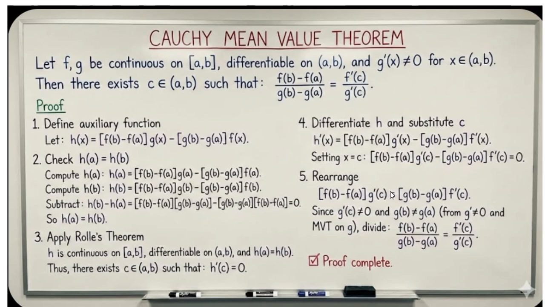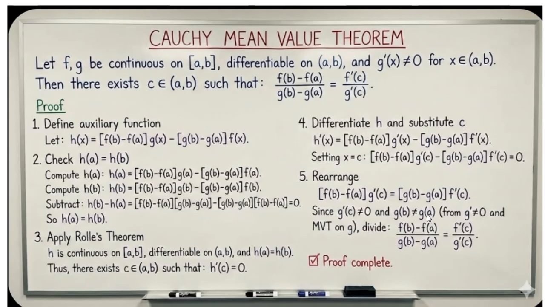Rearranging this, f of b minus f of a into g dash of c is equal to g of b minus g of a into f dash of c. After calculation, you know that whatever we were given, g dash of x is not equal to 0 for every x belonging to the interval a b. Therefore, c lies between a and b, because by Rolle's theorem c lies between a and b. Therefore, g dash of c is also not equal to 0. Now we can conclude, by dividing, that g of b is not equal to g of a.